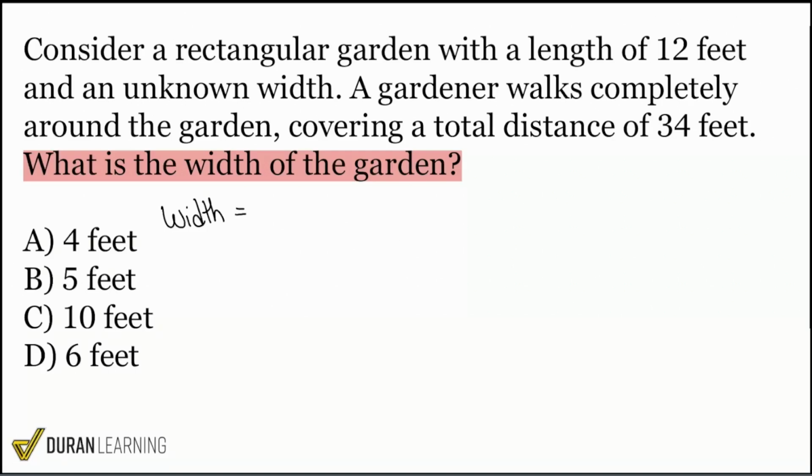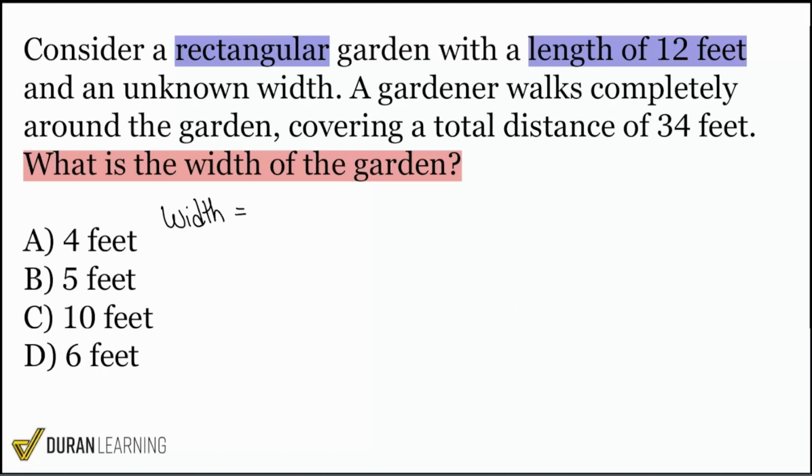Here we go. Consider a rectangular garden with a length of 12 feet and an unknown width. You don't say, I'm looking for that width. I don't need to dive into that because the width is unknown. But here it says the length is 12 feet and it's a rectangular garden. So that's really good information that I can pull.